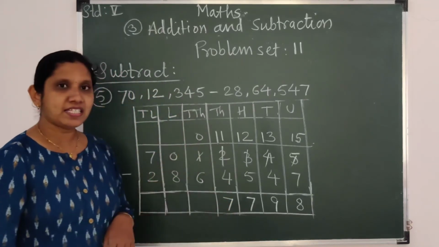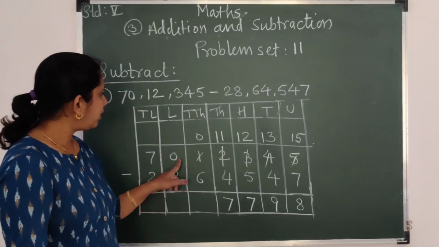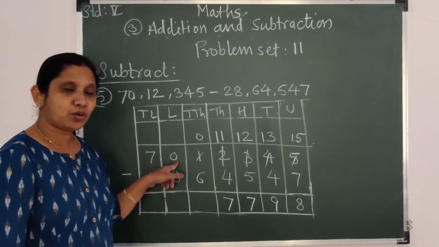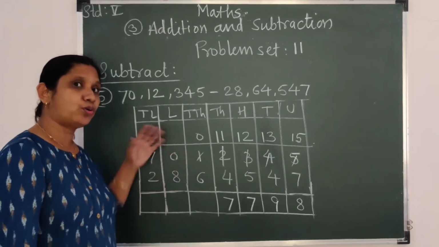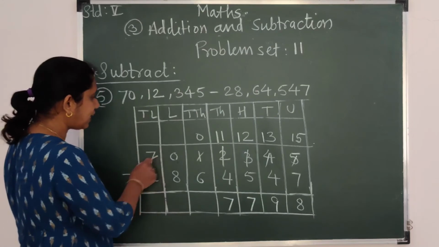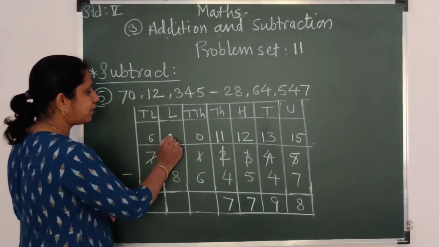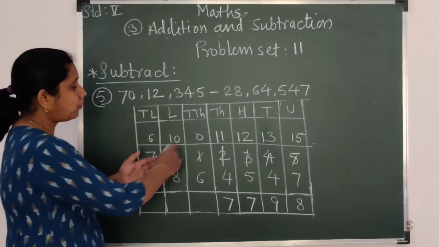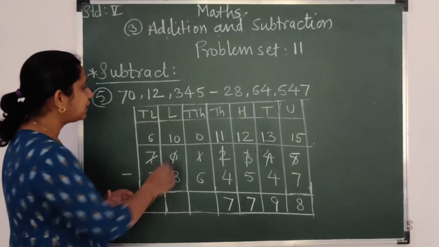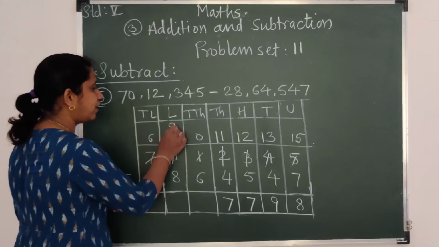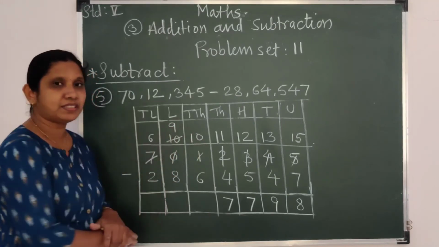Now 0 minus 6. Not possible. Go to 100 lakhs place. Oh my god, here is also 0. Go to 10 lakhs place. Cancel 7. What remains? 7 minus 1, 6. This number becomes 10 on lakhs place. But we have to borrow on 10,000 place. Cancel, 10 minus 1. Here remains 9 and this number becomes 10.